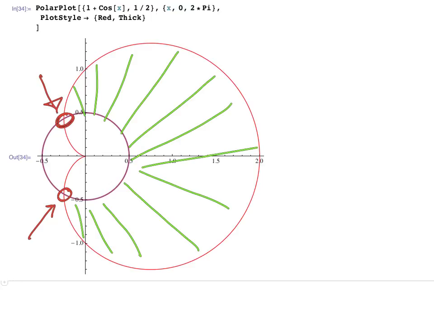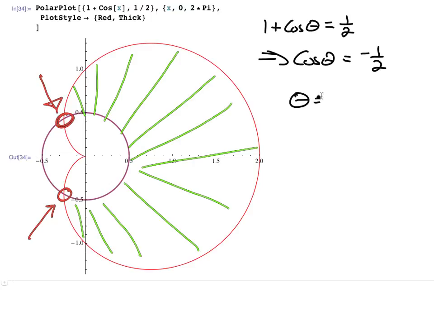And the way I'm going to find them is really pretty straightforward. All I'm going to do is take 1 plus cosine of theta and set that equal to 1/2. I just need to solve it for when those guys are equal. So that implies that cosine of theta will equal negative 1/2. That means that theta equals negative 2 pi over 3, and theta equals positive 2 pi over 3.